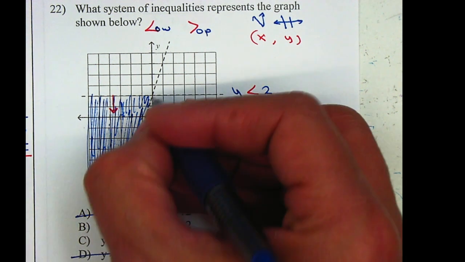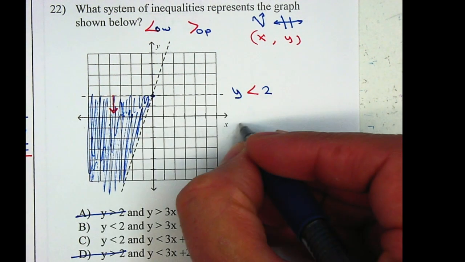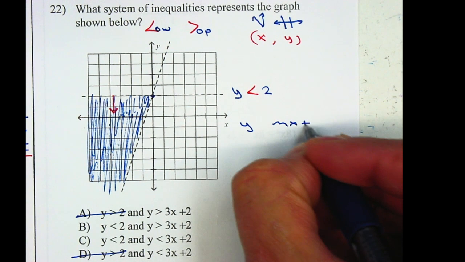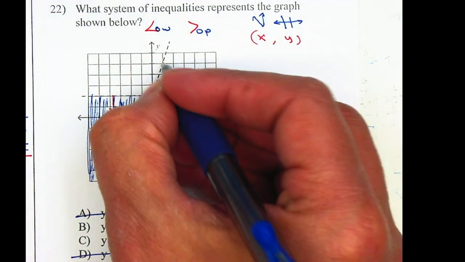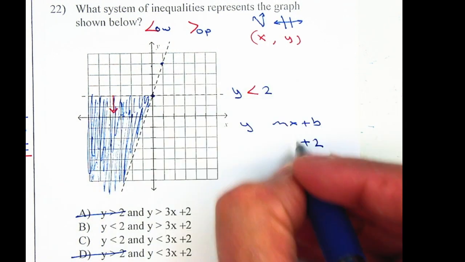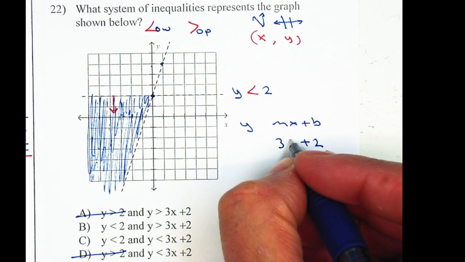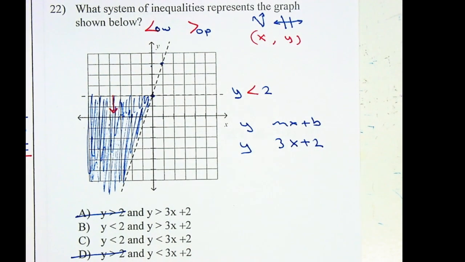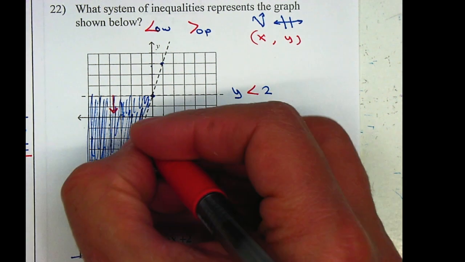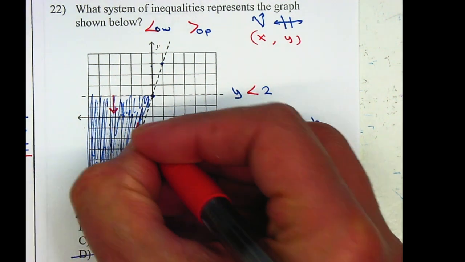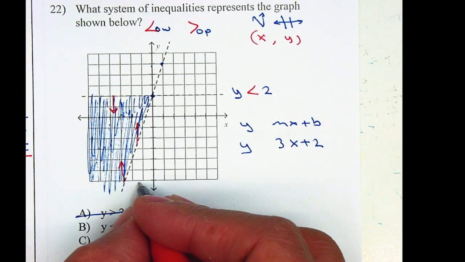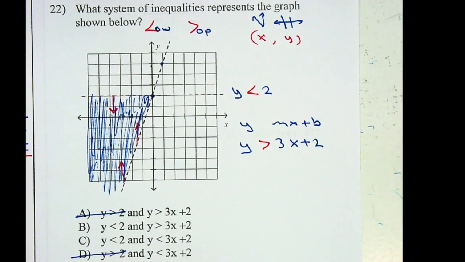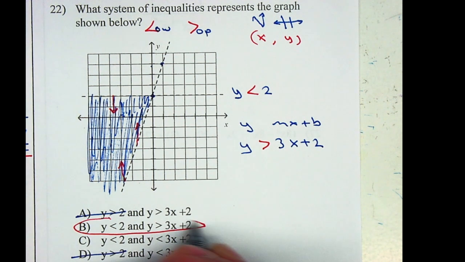On the second equation, we have y equals mx plus b. Your y-intercept is positive 2. Your slope is up 3 to the right 1, so it'll be 3 over 1 or just 3. And they shaded the top, right? They did not shade the bottom. So it'll be greater than. Therefore, your answer is letter B.